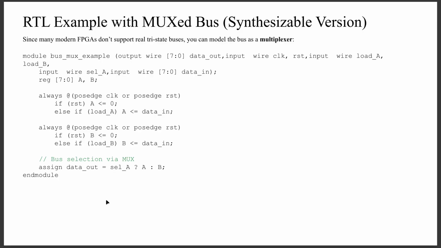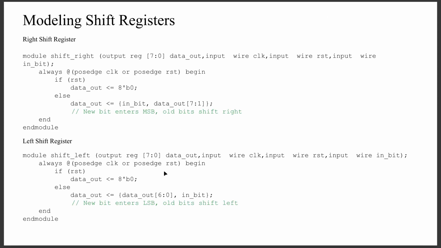All right, RTL example with MUX bus, synthesizable version. Since many modern FPGAs don't support tri-state buses, you need to model the bus as a multiplexer. The only difference is that if selection A is true, then data out will be equal to A, else data out will be equal to B.